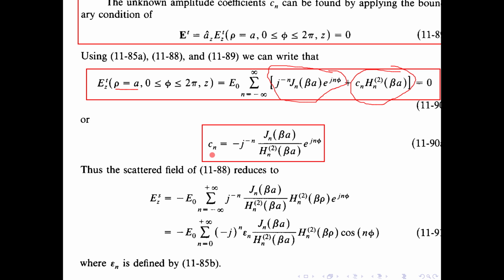And now that we know the Cn coefficients of the scatter field cylindrical wave expansion, we substitute them in the formulas of the total field or the scatter field and obtain the value of the scatter field and the total field. We substitute these coefficients that are here in the formula of the scatter field. Remember that these were Cn.